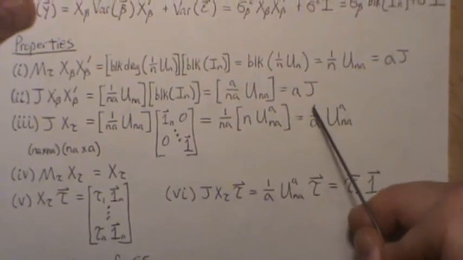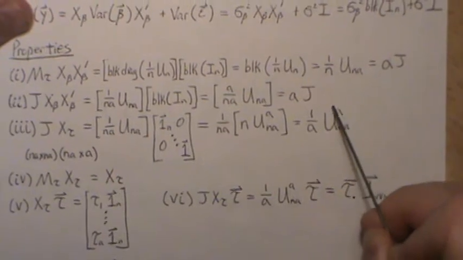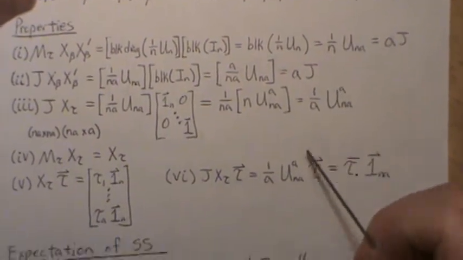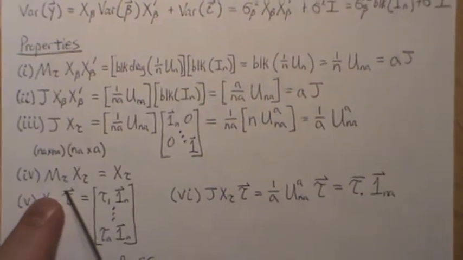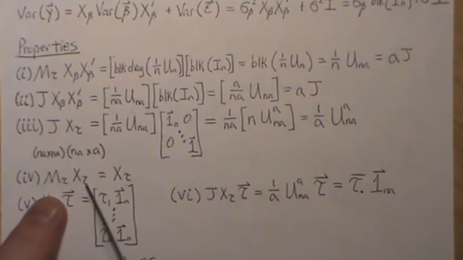Now if we were to multiply by n, divide by n, this could be J, so it's n times J. Now here, the perpendicular projection matrix onto the column space, times X tau.